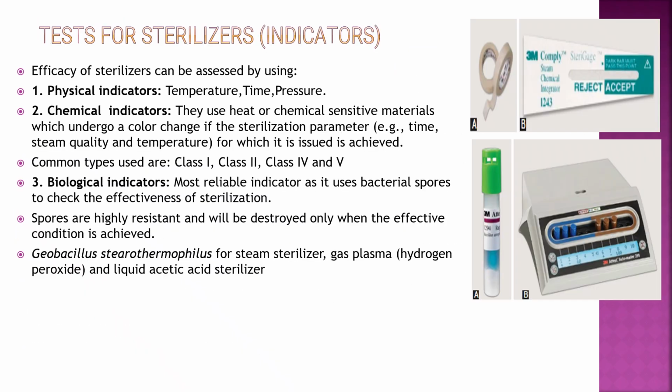Tests for sterilizers, the indicators. Physical indicator: time, temperature, pressure. Chemical indicators use heat or chemical sensitive material which undergoes a color change if the sterilization parameters, that is time, steam quality, temperature, for which it is issued are achieved. Common types are class 1, class 2, class 4 and class 5. Biological indicators are the most reliable indicator, as they use bacterial spores to check the effectiveness of sterilization. Spores are highly resistant and will be destroyed only when the effective condition is achieved. Bacillus stearothermophilus is used for heat sterilizers, gas plasma hydrogen peroxide and liquid peracetic acid sterilizers.